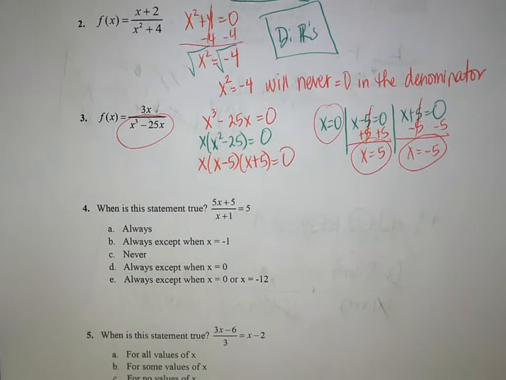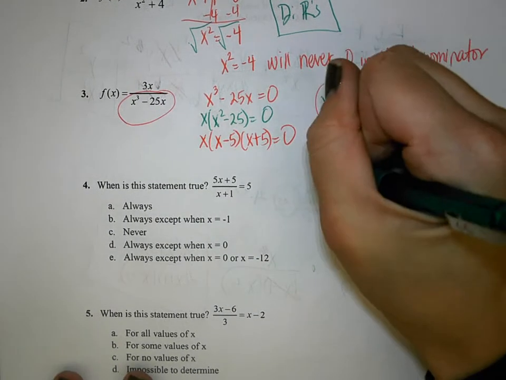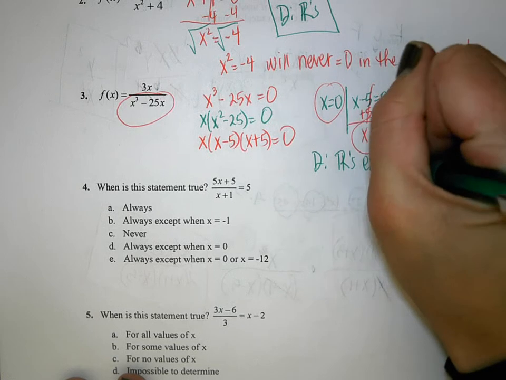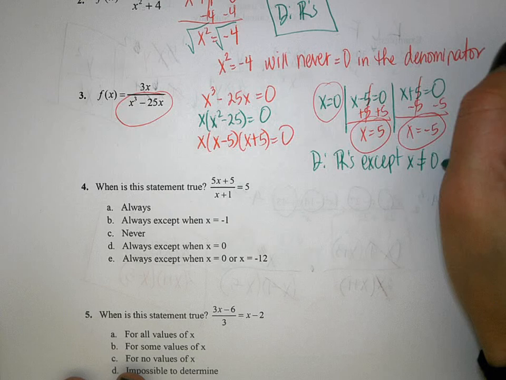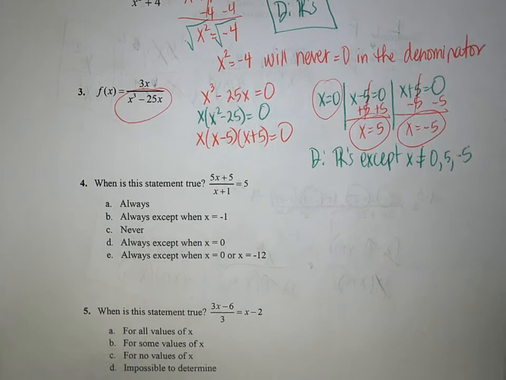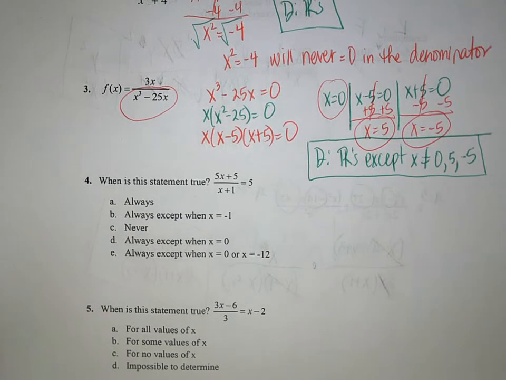So how will I end up writing this answer? Domain, all reals except 5 and 0. Except x cannot equal 0, 5 or negative 5. Or you could have put plus or minus 5. Okay, questions?